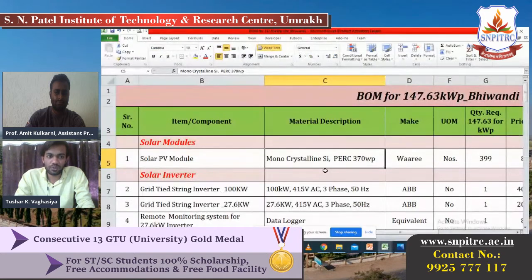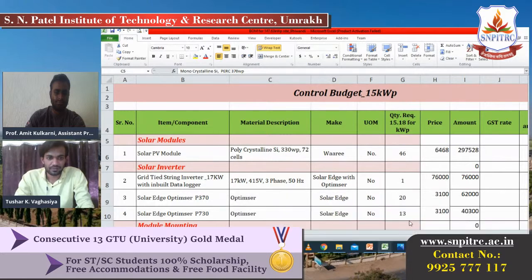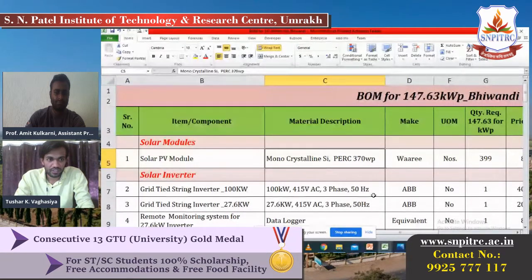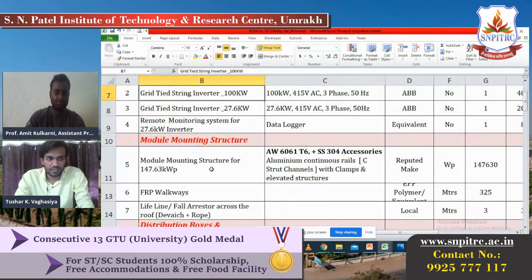As an engineer, we have to check technically as well as commercially. Whenever you design any power plant or any electrical design for an industrial distribution system, we need to take care of both parts, technically as well as commercially. Cost should be minimized and technically it should be better. So we take all these conditions into account, right? Here, for 147 kilowatt, we are using two types of inverter. One is 100 kilowatt, and a 27 kilowatt inverter is here, right?